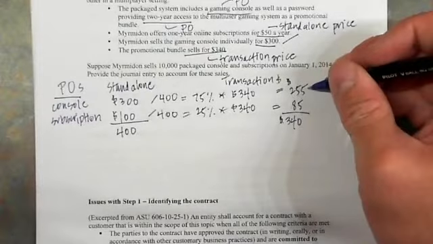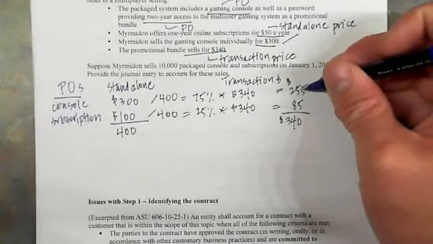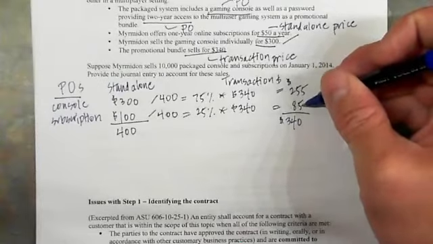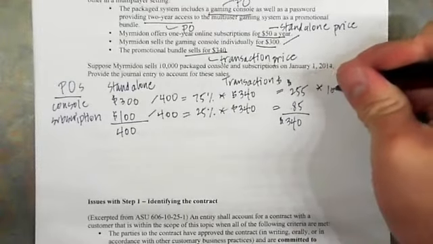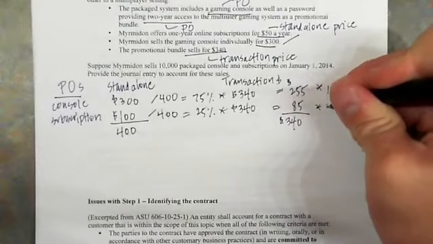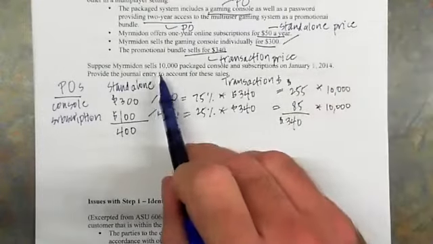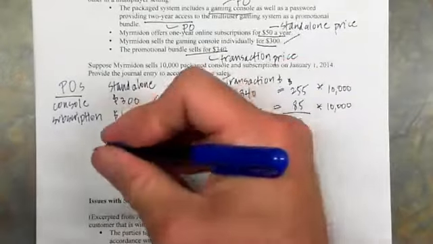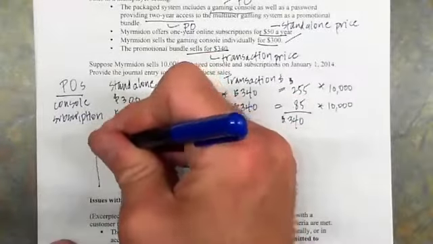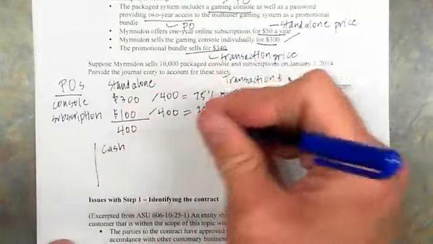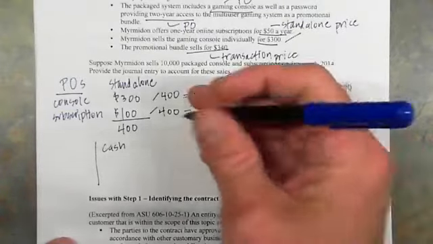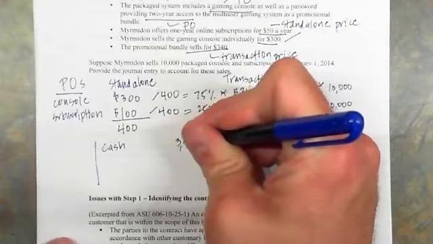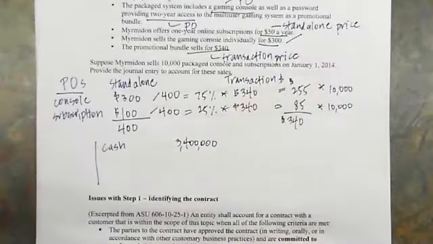So this is the amount of revenue I would record for each order as a console revenue event. This is the amount of revenue I would record for each order as a subscription revenue event. And then I would multiply it by the 10,000 orders that I received for this item to determine what the total revenue recognition would be. We'll assume cash because I didn't tell you anything else. Then the cash would be the 10,000 orders times the transaction price, right? I would receive $3,400,000 in cash.